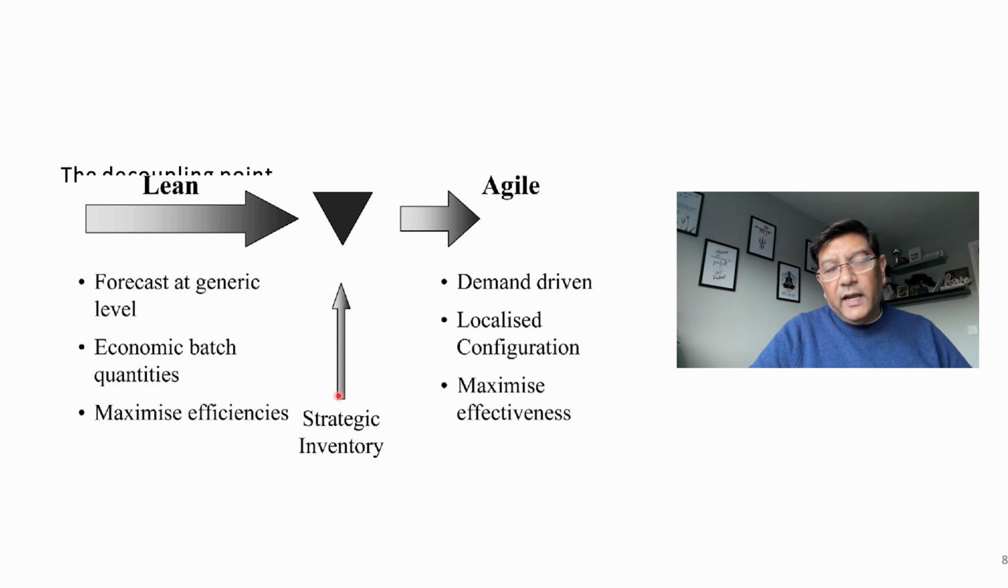Same thing can happen in the fashion industry, same thing can happen in any other industry as well. So it is more like demand driven to maximize the effectiveness. Over here in lean, we are maximizing efficiency, but in agile, we are maximizing the effectiveness. So decoupling point is another way, in combination with the Pareto curve approach. Decoupling point can be utilized to create a strategic inventory based on the consumer demand.